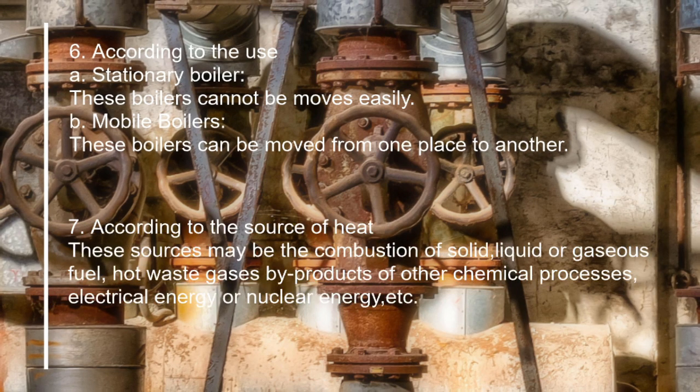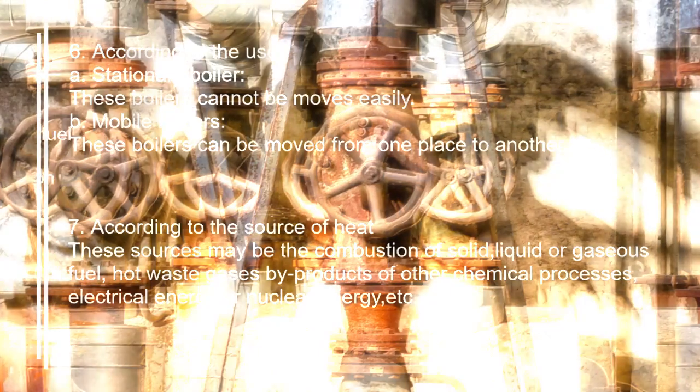The next criterion is according to the source of heat. The steam boilers may also be classified according to the source of the heat supplied for producing steam. These sources may be combustion of solid, liquid or gaseous fuel, hot waste gases as byproducts of other chemical processes, electrical energy or nuclear energy, etc.